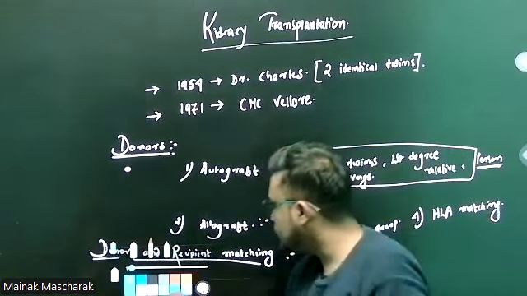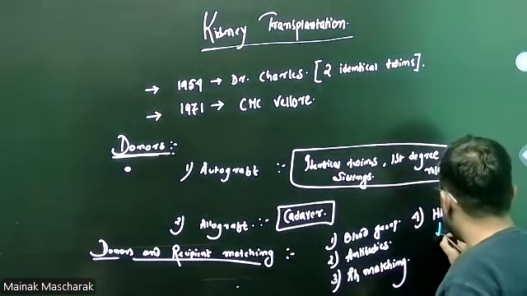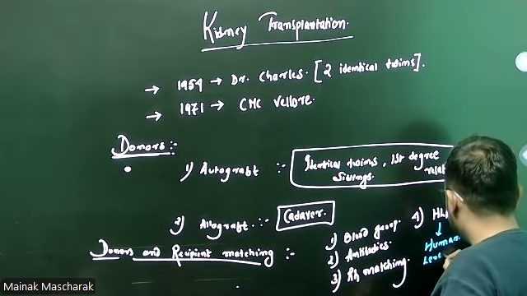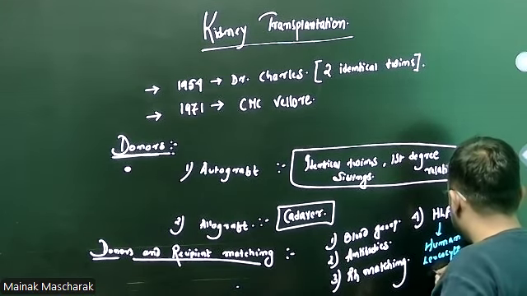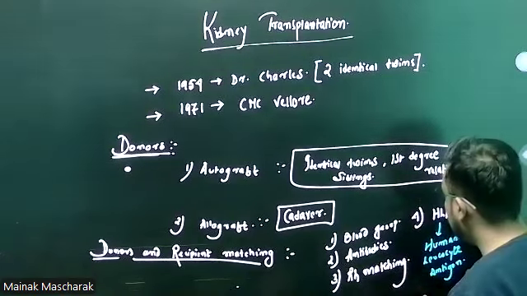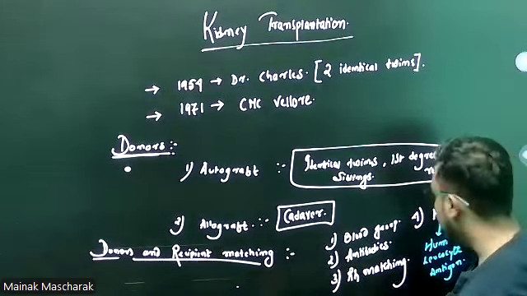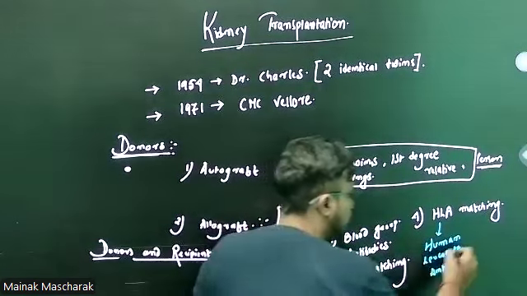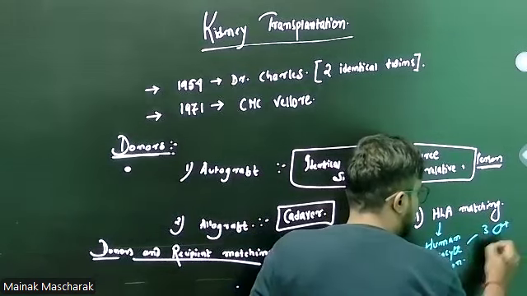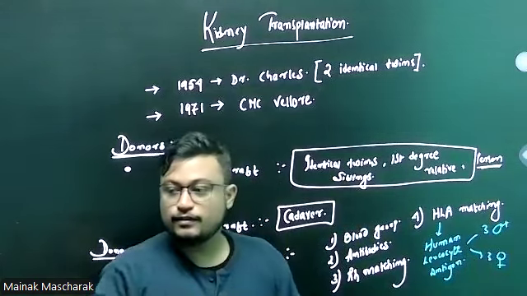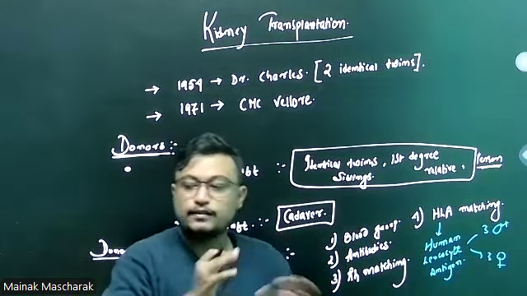What is this HLA matching? HLA means human leukocyte antigen. So what does this mean? This is the antigen that is present on the surface of WBC. So the antigens on the surface of WBC are matched. Generally there are 6 HLAs in one person, 3 come from the father and 3 come from the mother. These HLAs are matched.